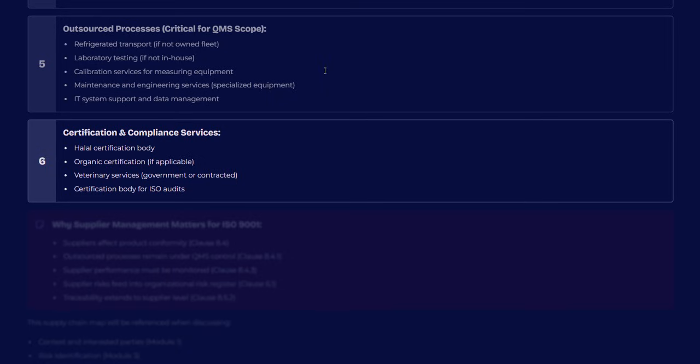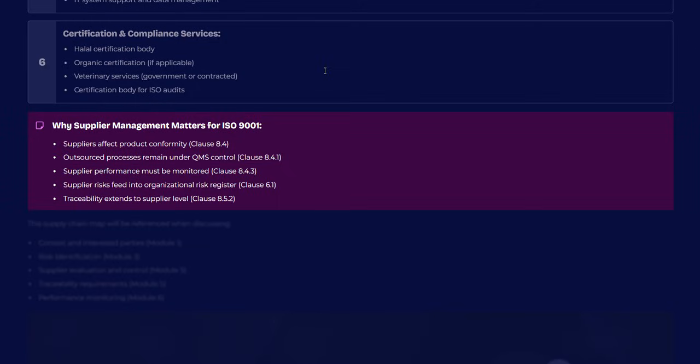Certification and compliance services is 6 on the list, and that includes halal certification body, organic certifications if that is applicable. We have veterinary services from government or contracted, and then we have certification body for ISO audits.